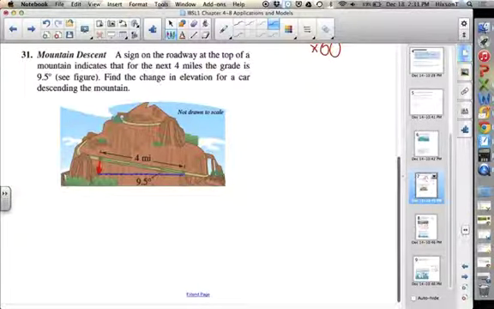It said find the change in elevation. Which side of the triangle are we trying to find? The red one or the blue one? The red one, okay. Change in elevation, that's vertical. So what trig function would we use to find that then? Sine. We're going to use sine of 9.5 degrees, and that's going to equal x over 4.